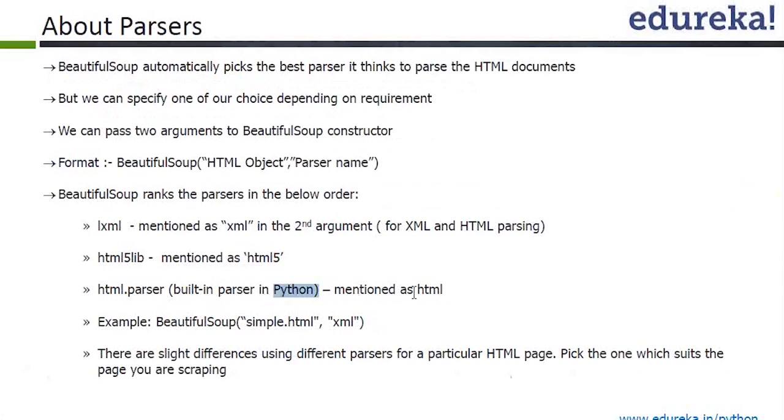Built-in parser in Python is mentioned as HTML. Example: BeautifulSoup simple.html with XML. Okay, this is how you use it. There are slight differences when using different parsers for a particular HTML, so pick the one that suits the page you are scraping. And many times it's good to let BeautifulSoup decide if you are not very sure which parser you want to go with.